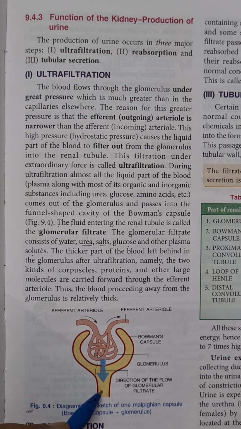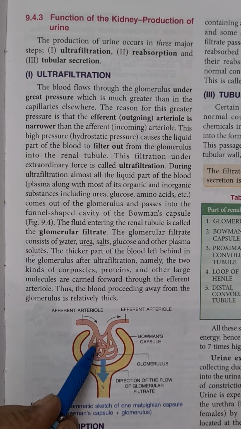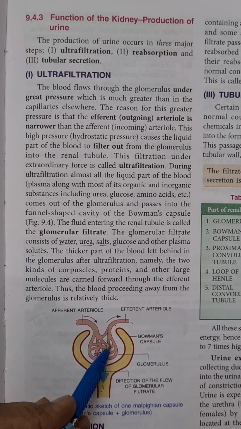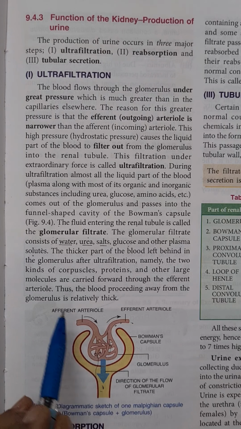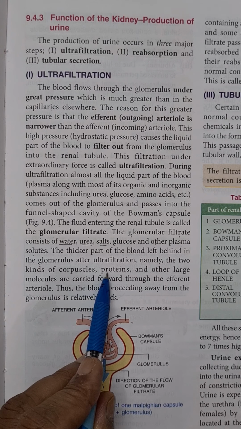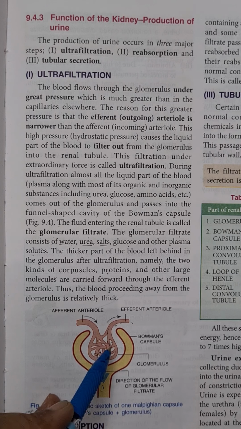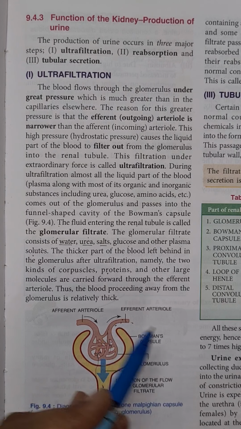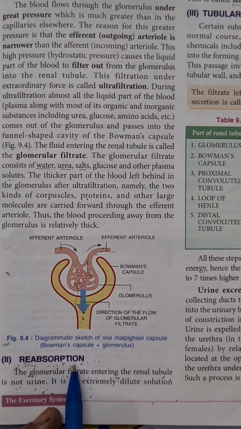So as most of the liquid part filters out from the glomerulus to the Bowman's capsule, the thicker part of the blood remains, which flows to the efferent arteriole. This blood which flows through the efferent arteriole after ultrafiltration contains two types of corpuscles, RBCs and platelets, and large protein molecules are also present in it. As this blood is thicker, it moves slowly into the efferent arteriole, and from the efferent arteriole it enters the vasa recta.